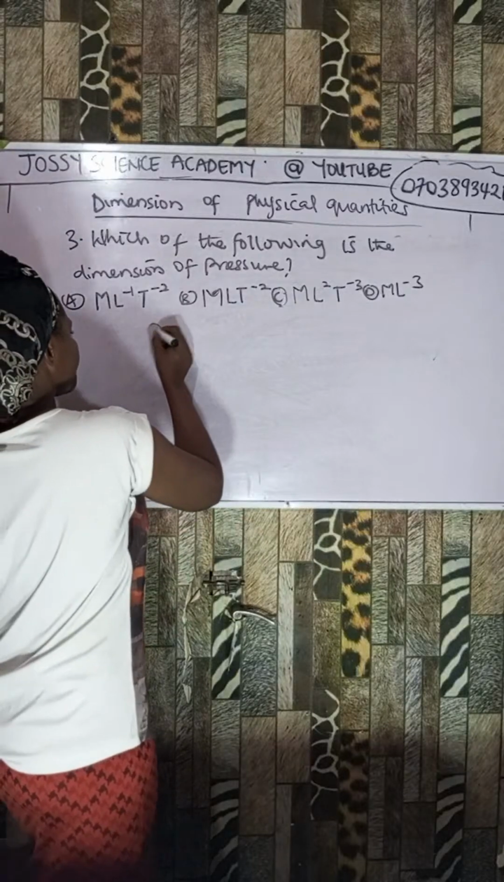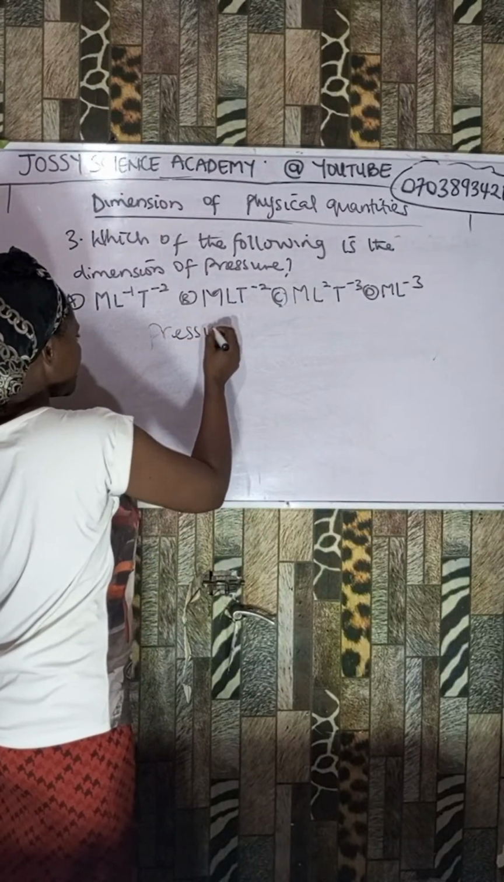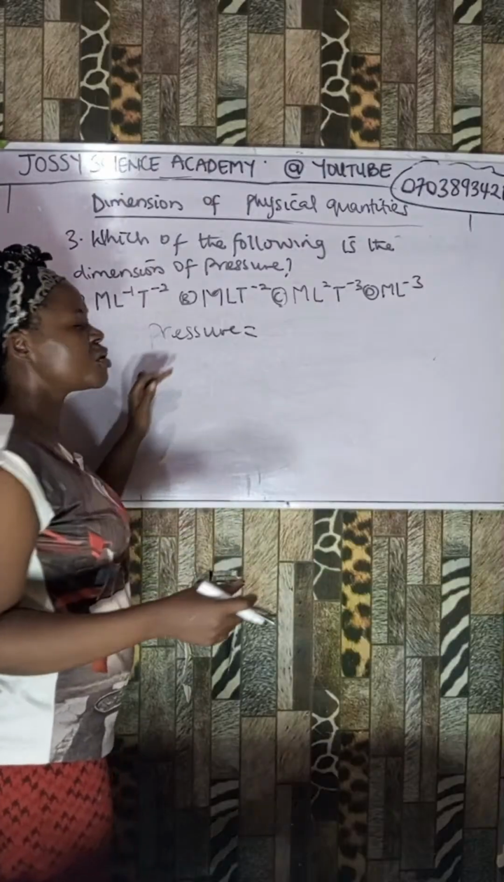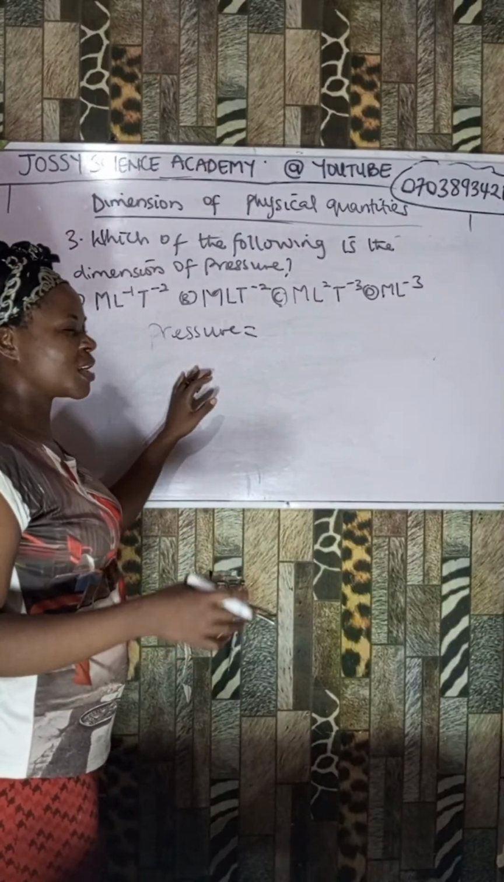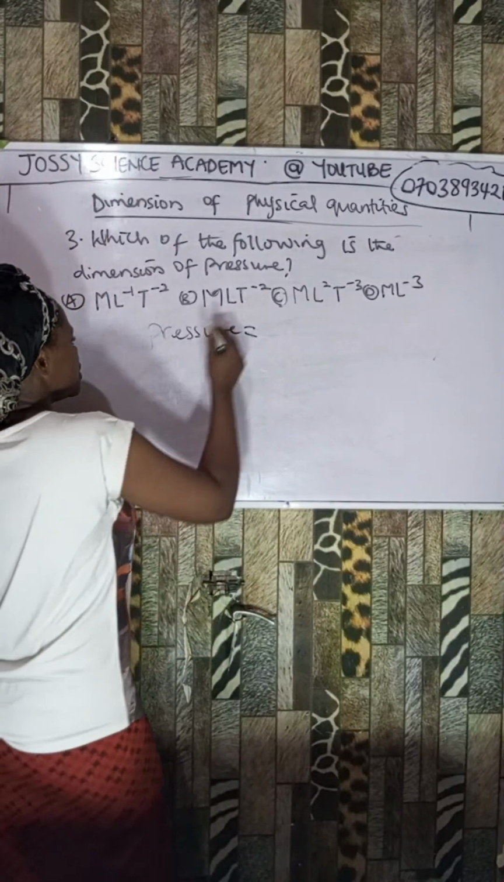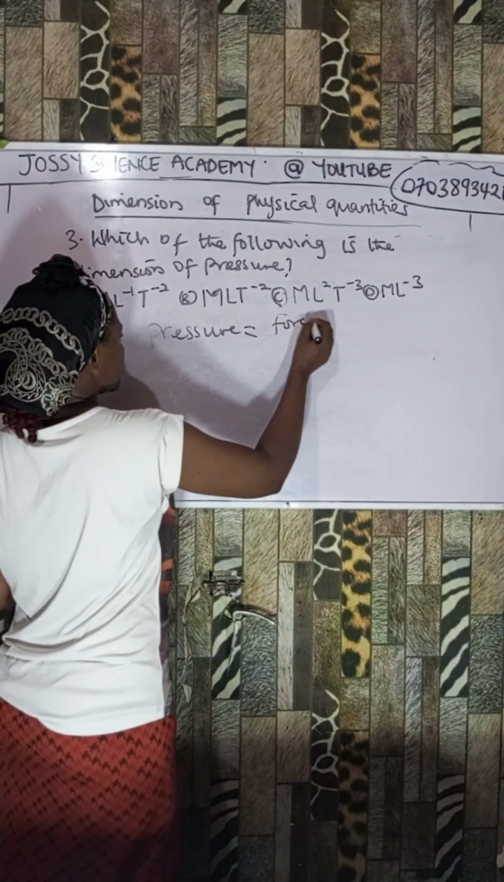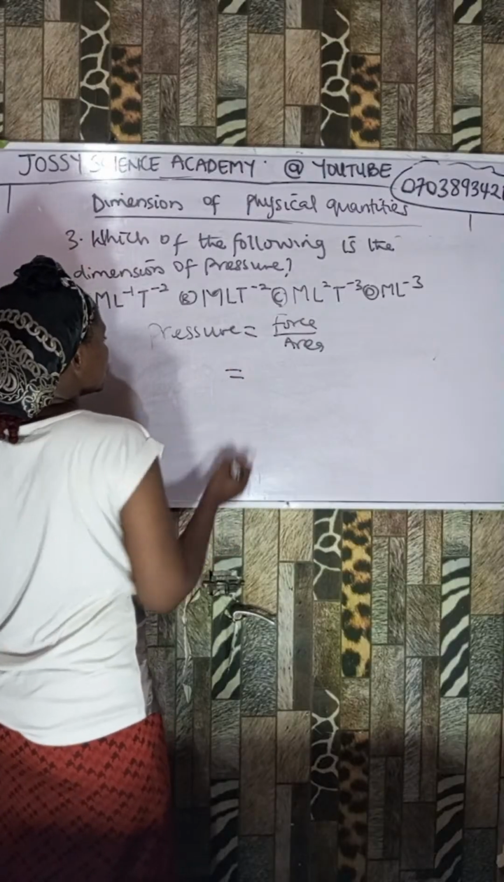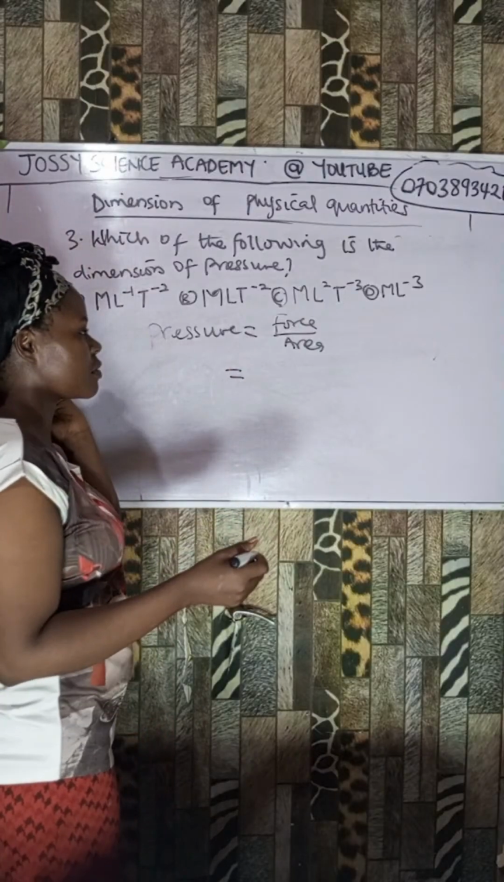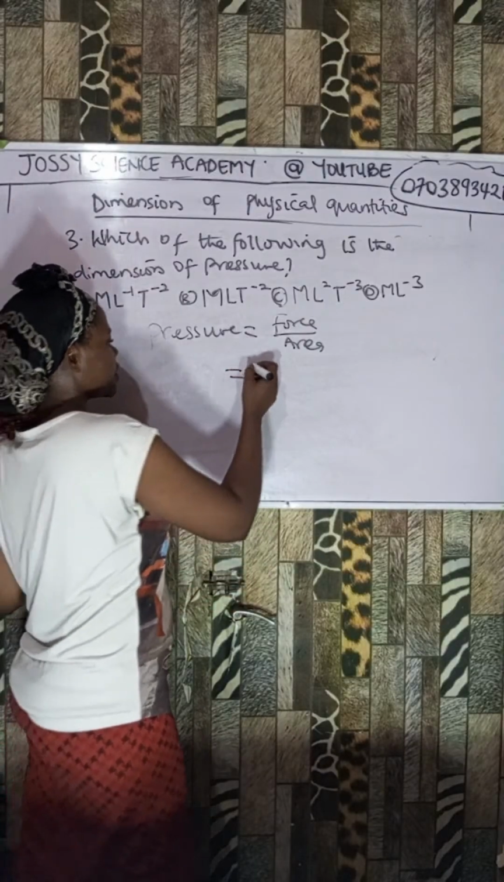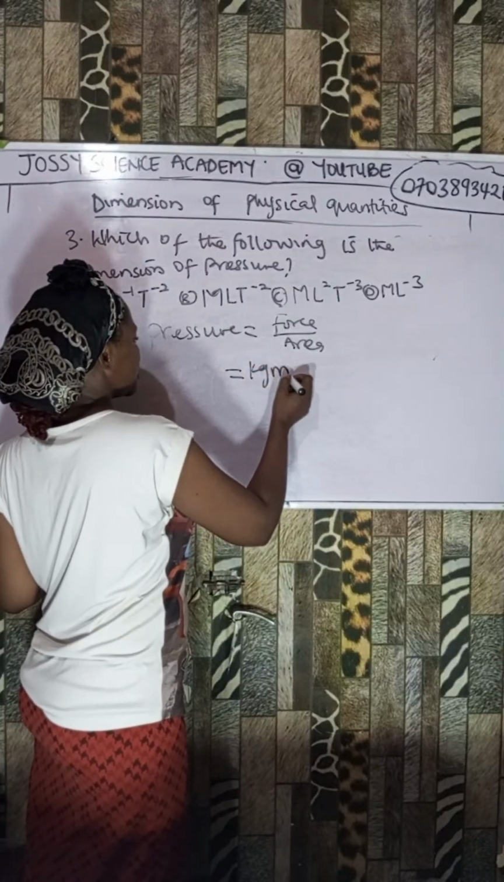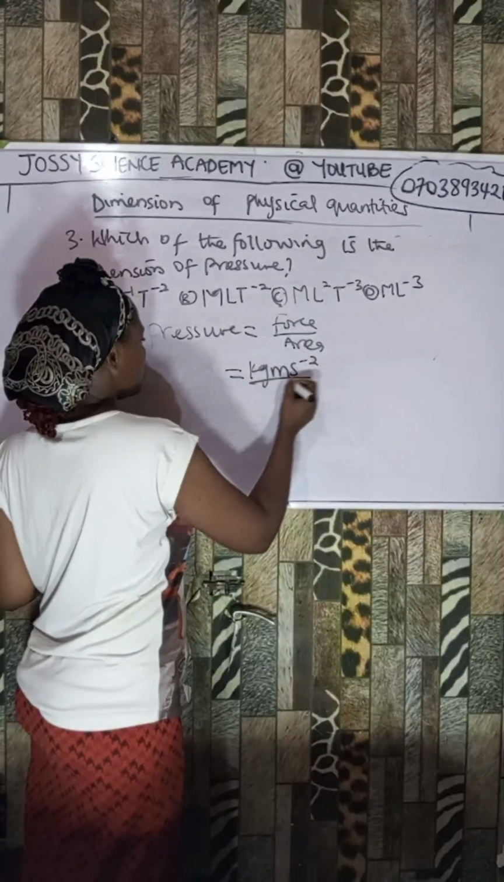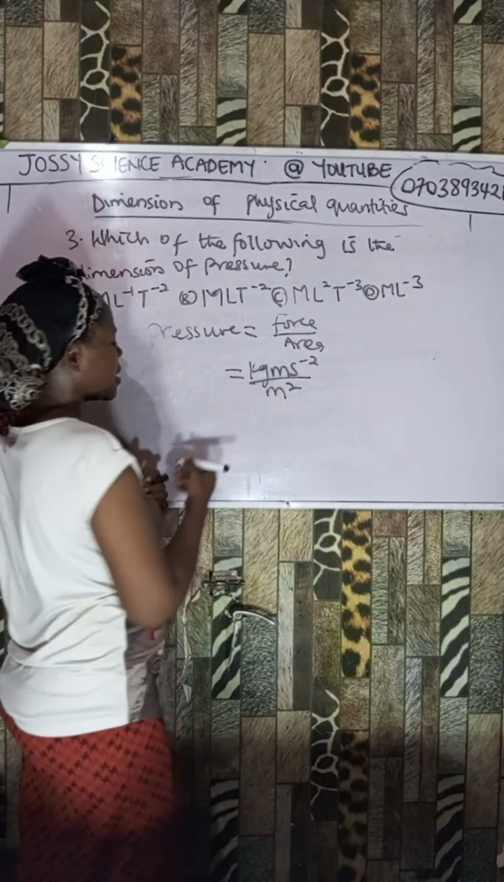So pressure, I'm saying you don't need to memorize the formula for pressure, so you can work it out on your own. It is force over area. Okay, so what's my force? My force is what? Remember, it's kilogram meters per second square. So this is kilogram meters per second square all over what? Meter square. Are we there?